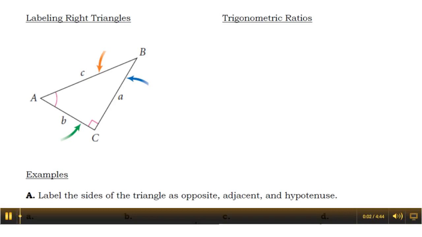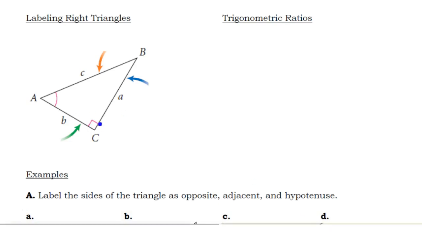Okay, so right triangle trigonometry. In any right triangle, this is the right angle, and directly across from that is the hypotenuse. It's always the longest side of the triangle. In relation to an angle, we can talk about the adjacent side and the opposite side.